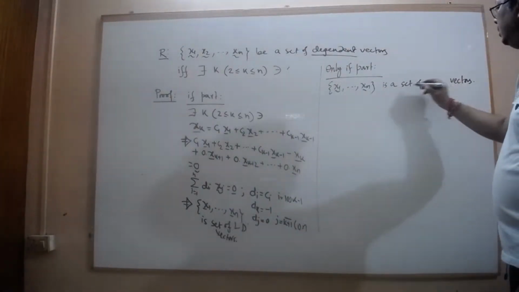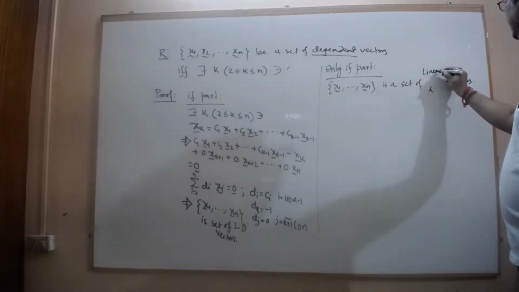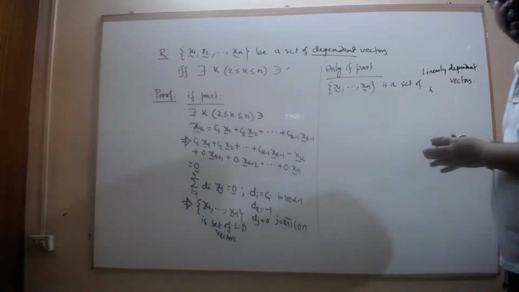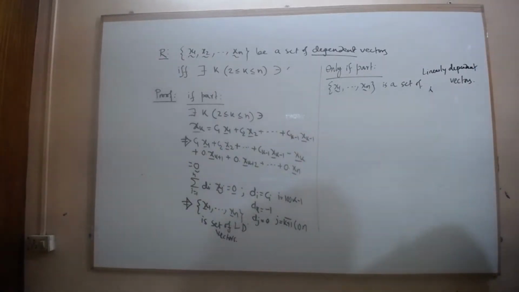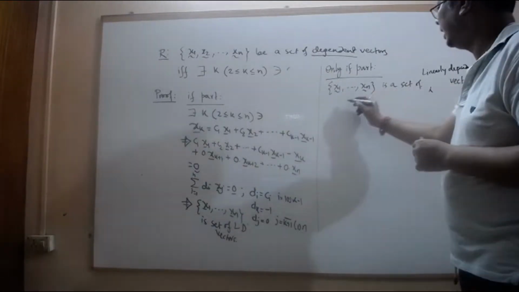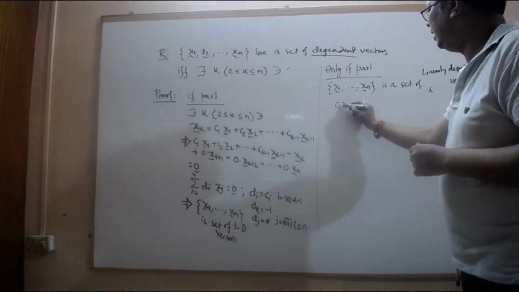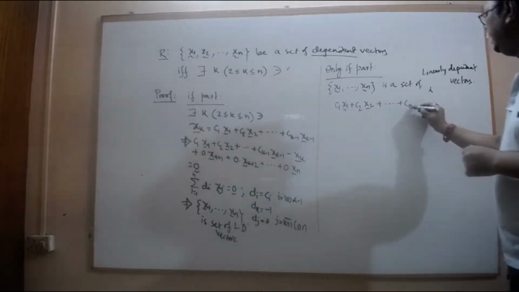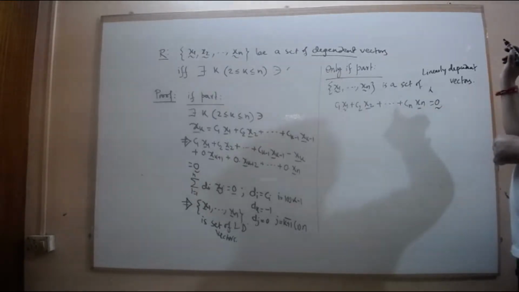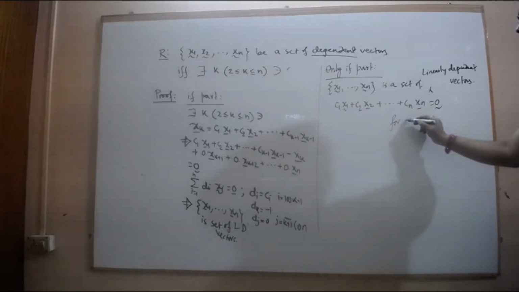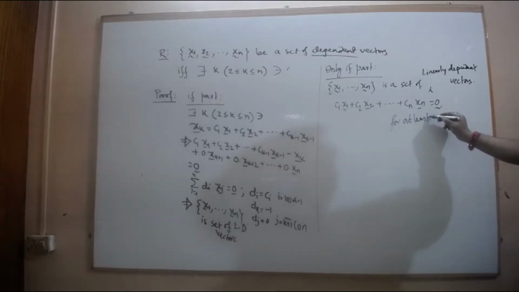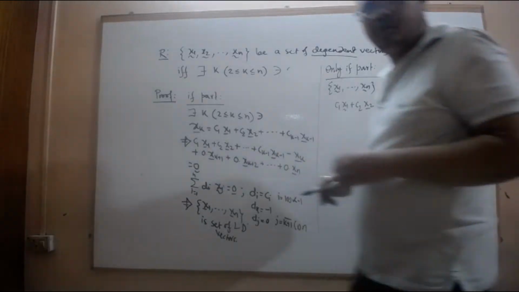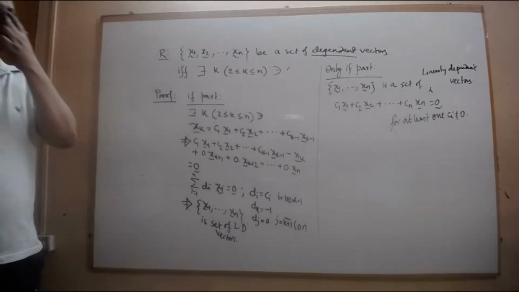Linearly dependent vectors. So since this is a set of linearly dependent vectors, you can write this as c1 x1, c2 x2, up to cn xn equal to the zero vector, for at least one ci not equal to 0.